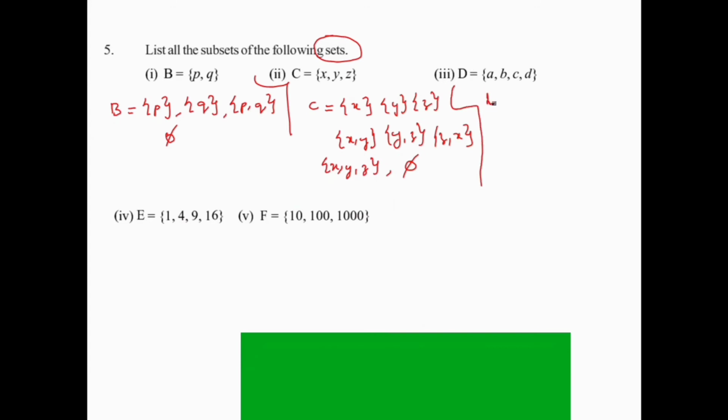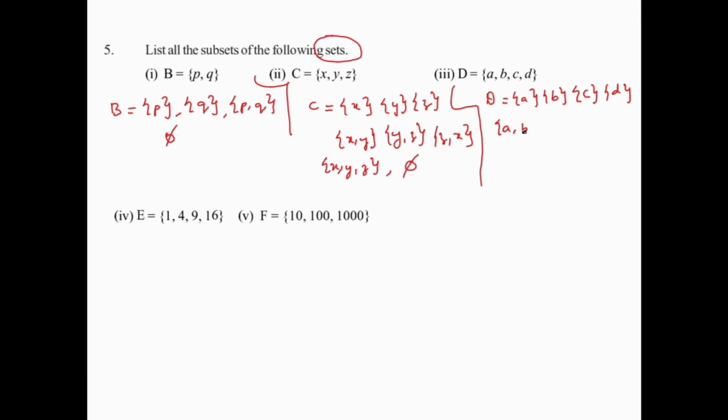So let's look at D. The subsets of D are A, B, C, as well as D. I can also write them as groups like this: A comma B, B comma C, C comma D, and D comma A. And also I can write them as different subsets. I wrote A, B, B, C, C, D, and C, A.